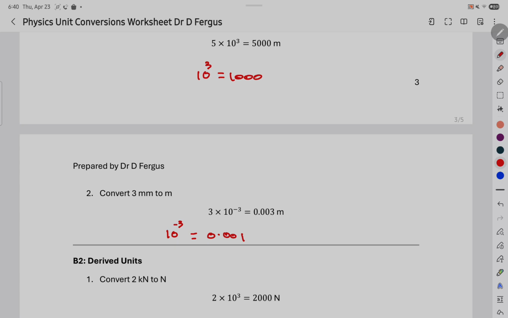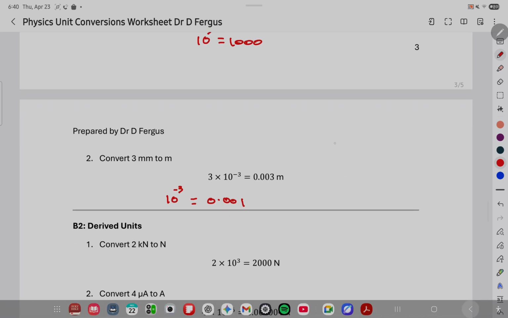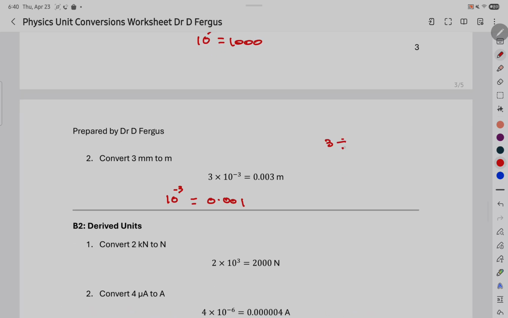Okay, now what this essentially is, because we're moving from a smaller unit to a larger unit, you're basically dividing. So if you had taken 3 and you had divided it by 1,000, you would get the same thing. If you shift the decimal place, 1, 2, 3, then we would get 0.003 meters. Okay?